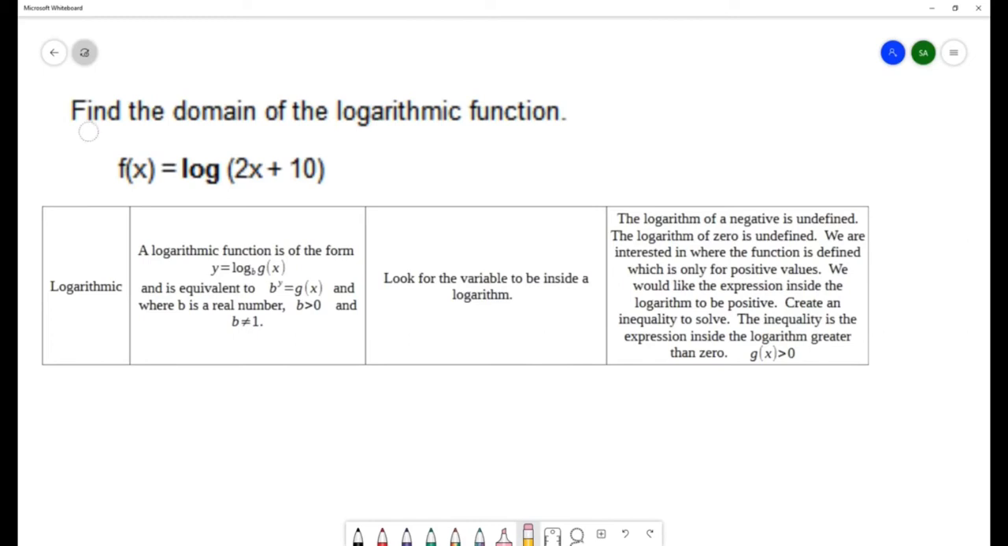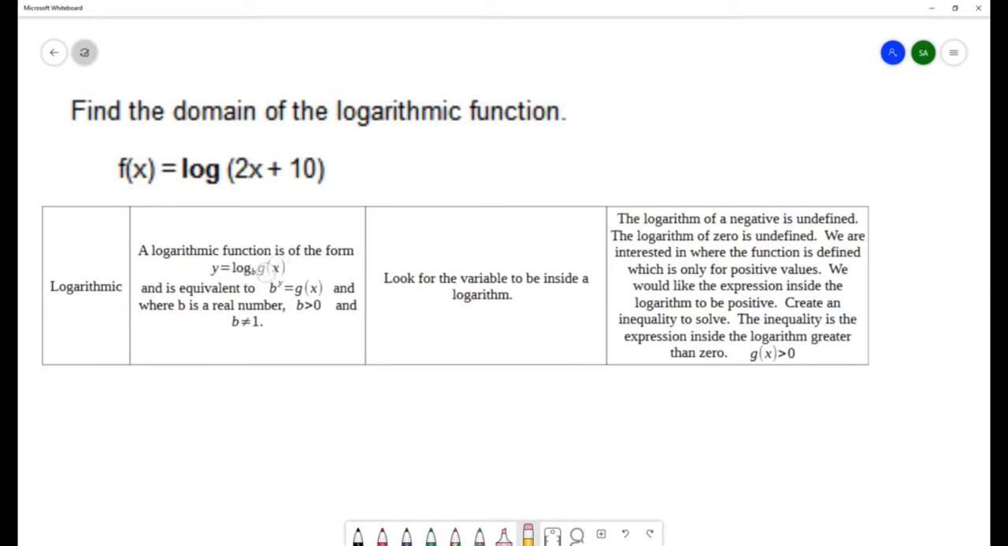On this question, we want to find the domain of the logarithmic function f of x equals log of 2x plus 10. Now, in order for us to know how to find the domain of a logarithmic function, we have to know a little bit about logarithmic functions. So a logarithmic function is of the form y equals log base b of g of x.